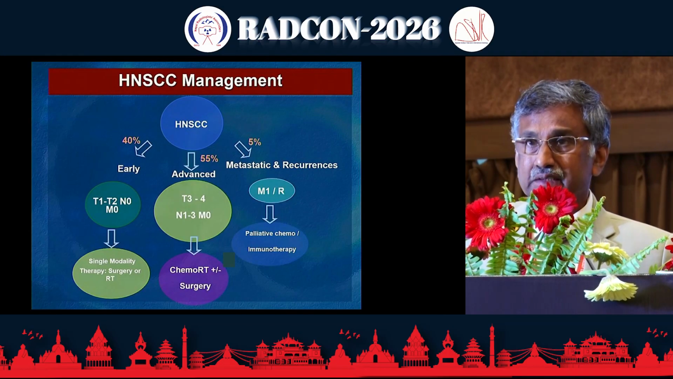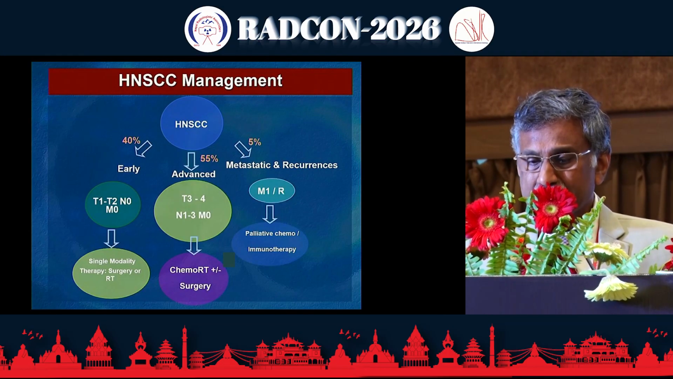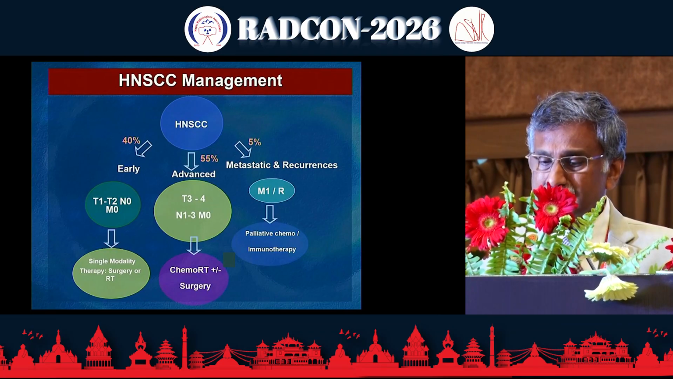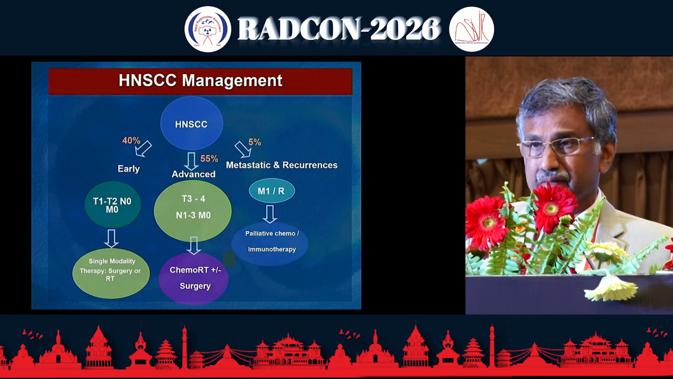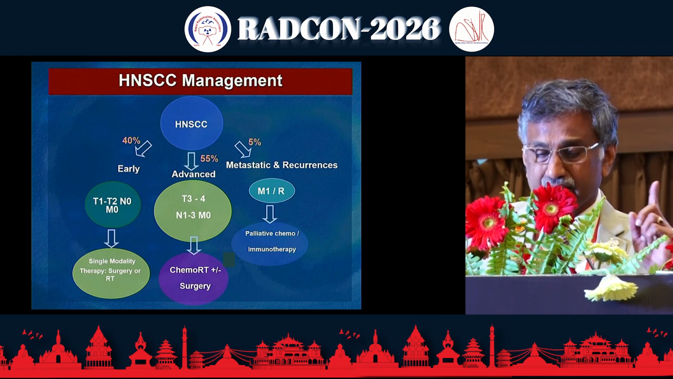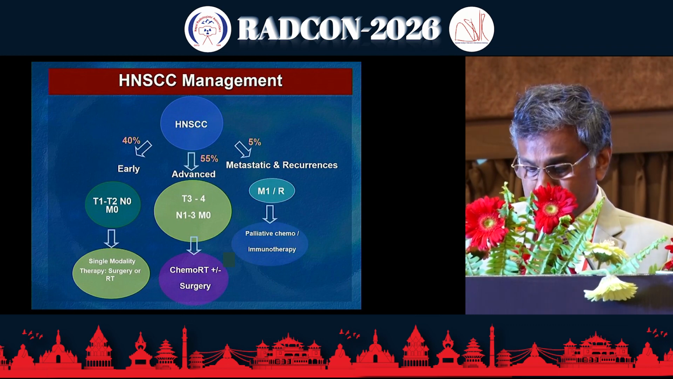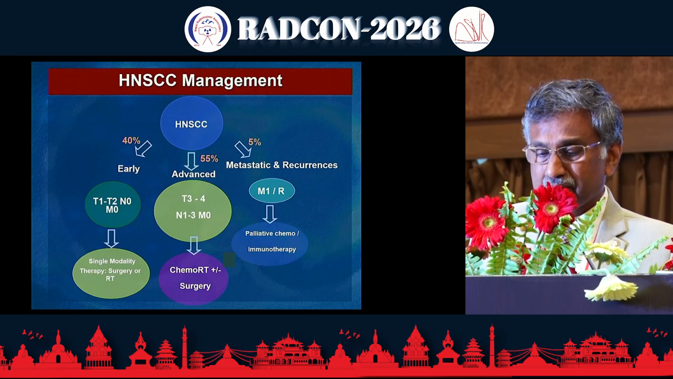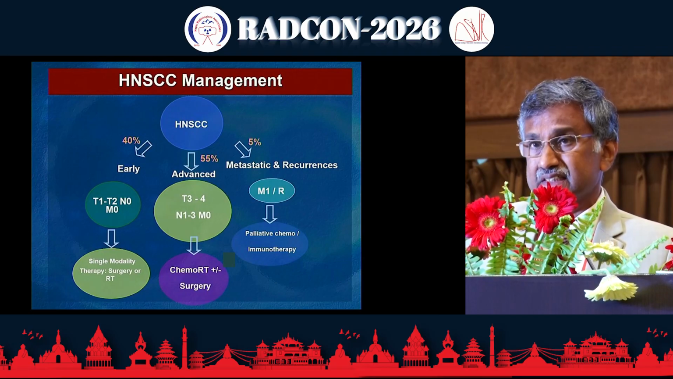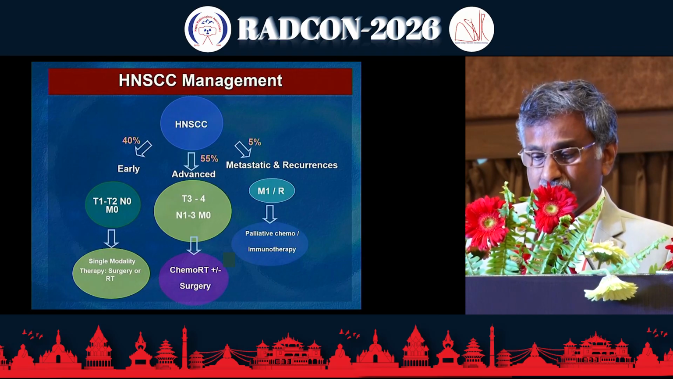The management depends on the staging. Almost 40% are early diagnoses with T1 and T2 with nodal 0, which will be single modality treatment. There will be only surgery or maybe RT, so laser treatment can occur. Whereas around 50% are slightly advanced, where we get T3 and T4. We have chemoradiation and surgery.